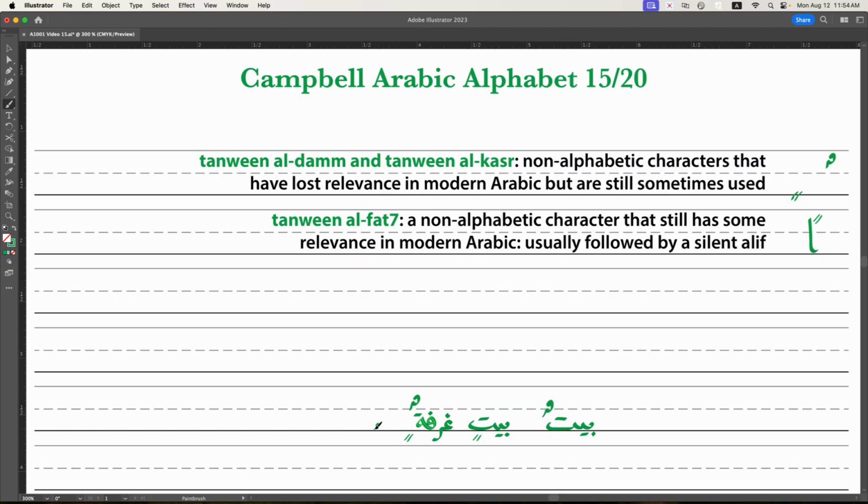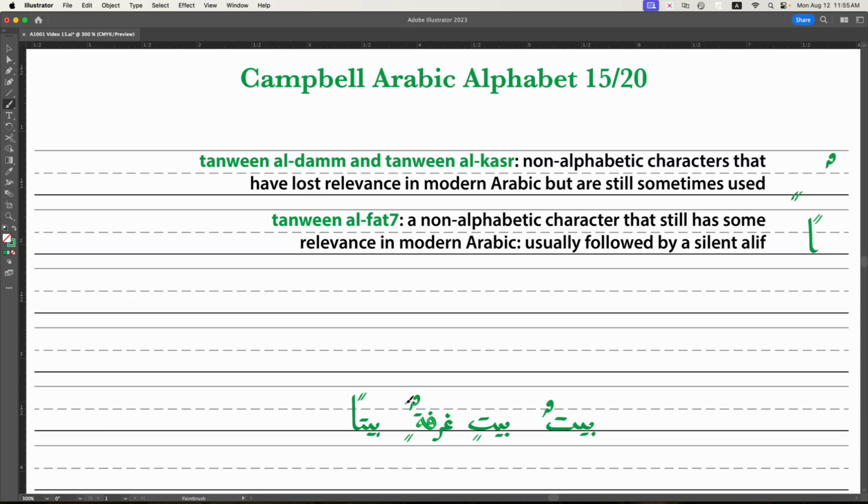So when we see bait, for example, we will now have an extra alif added to the word. This is something you will actually see a lot in modern printed Arabic. This indicates that it's the object of a verb, like "I saw a house," for example. And what people will do is they'll write the extra alif, but they won't typically write the tanween al-fath on it, because people don't typically write short vowels.